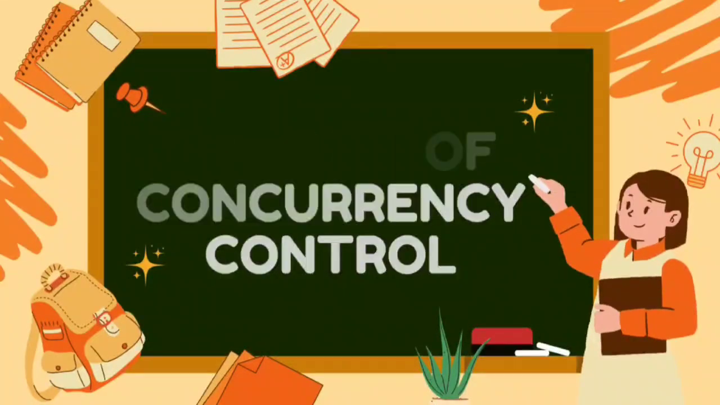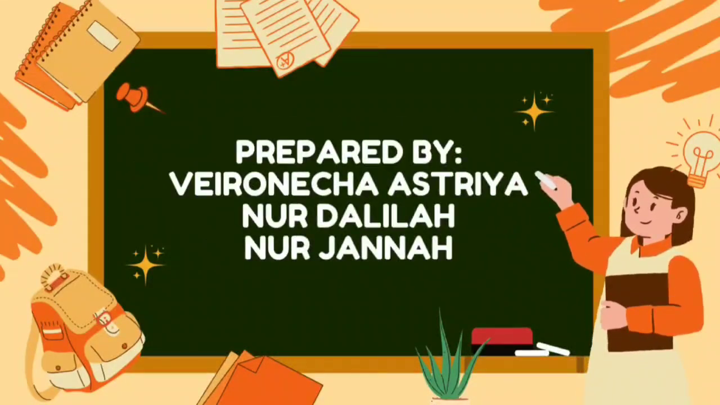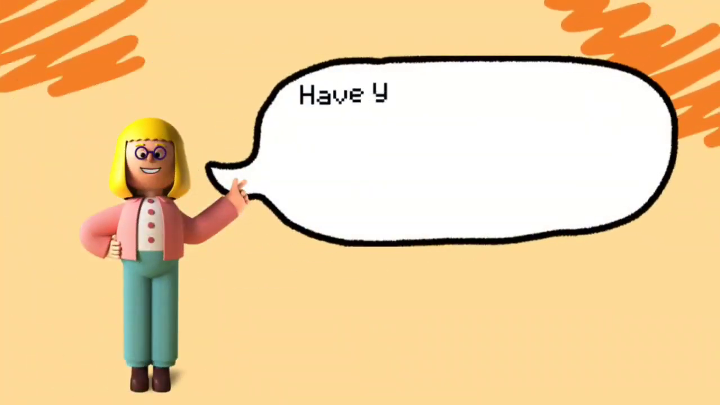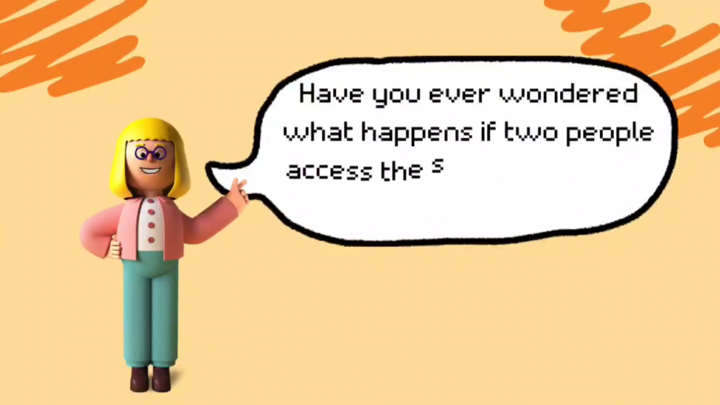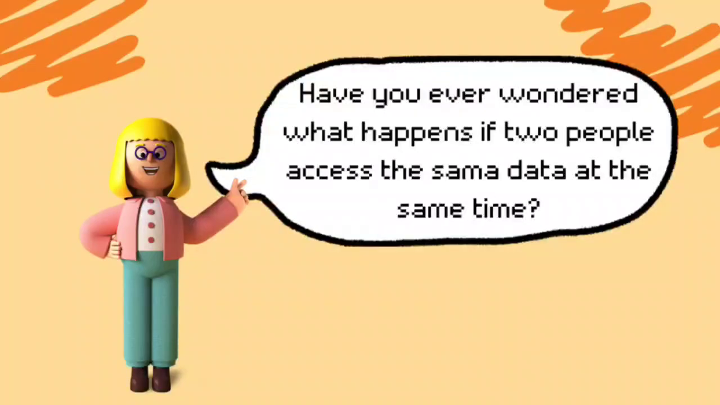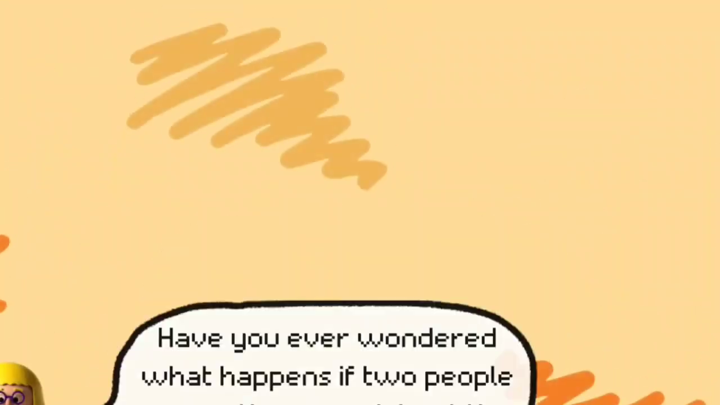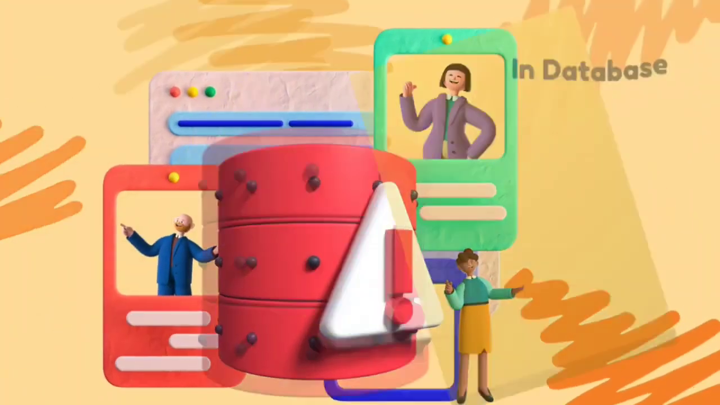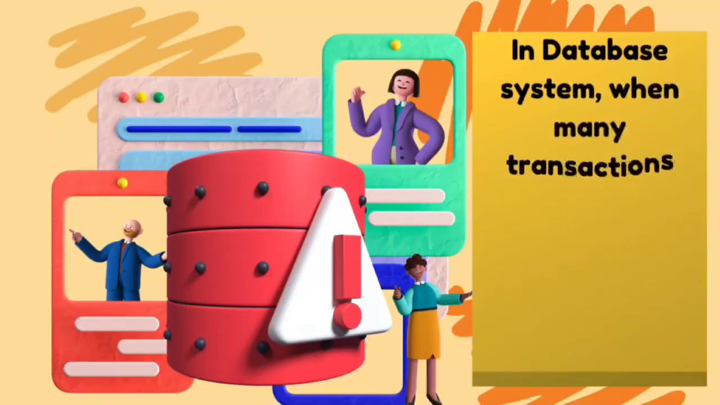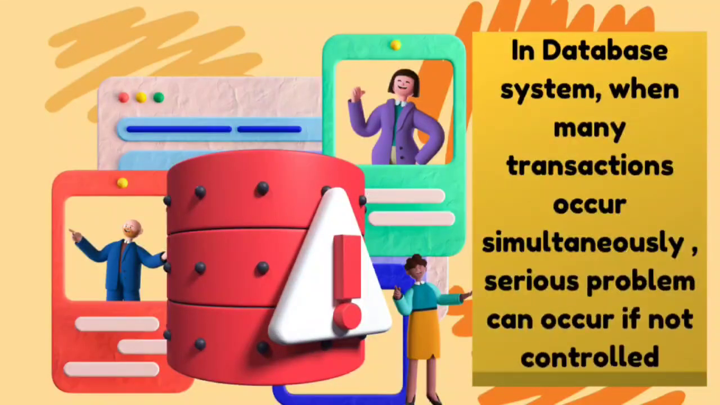Today, we will explore the problem of concurrency control, but more specifically the scheduler. Have you ever wondered what happens if two people access the same data at the same time? In a database system, when many transactions occur simultaneously, serious problems can occur if not controlled.